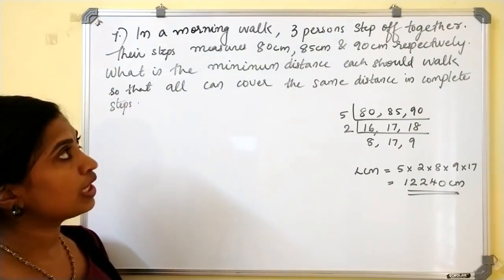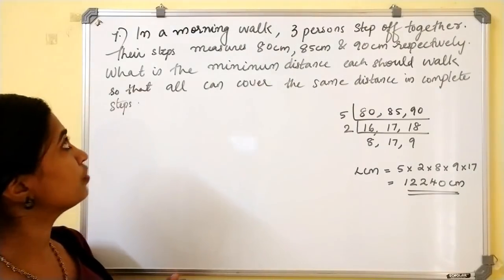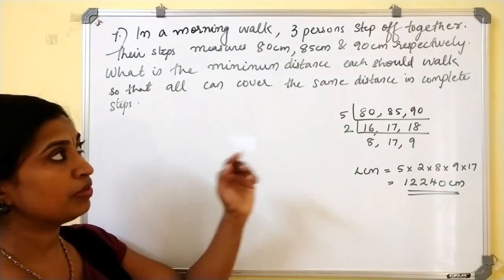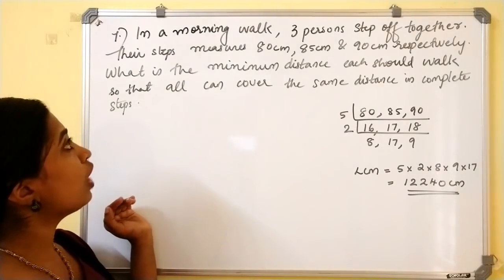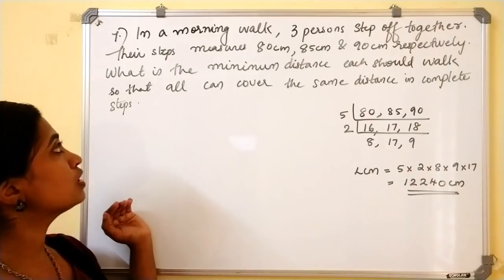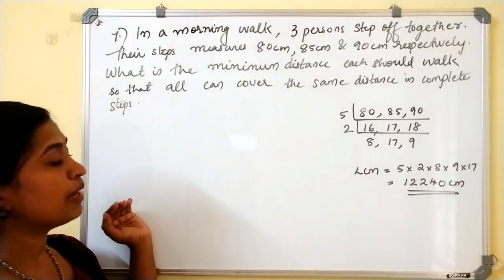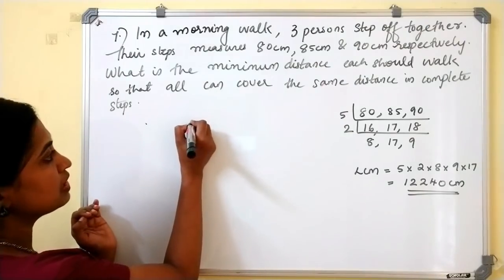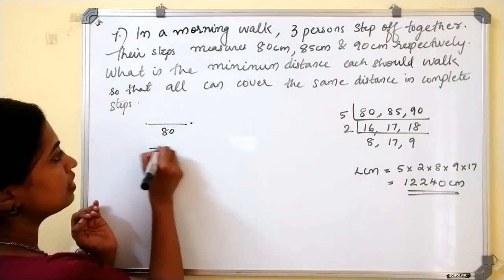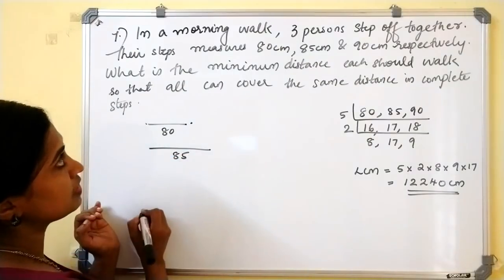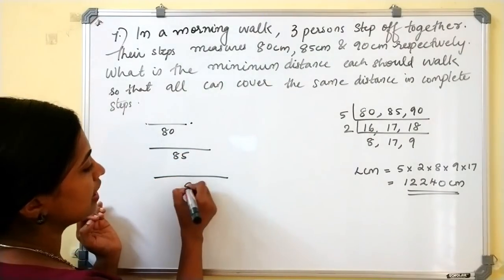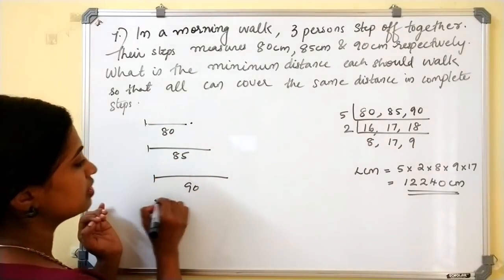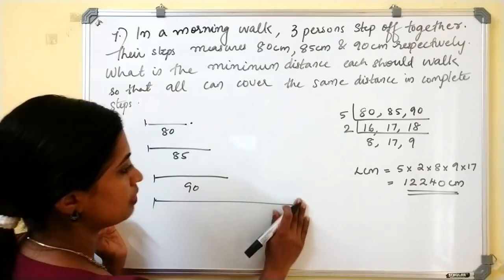In a morning walk, 3 persons step off together. Their steps measure 80 cm, 85 cm and 90 cm respectively. What is the minimum distance each should walk so that all can cover the same distance in complete steps? The first man's step is 80 cm. The second man's step is 85 cm. The third man's step is 90 cm. They are walking so that they cover some distance.